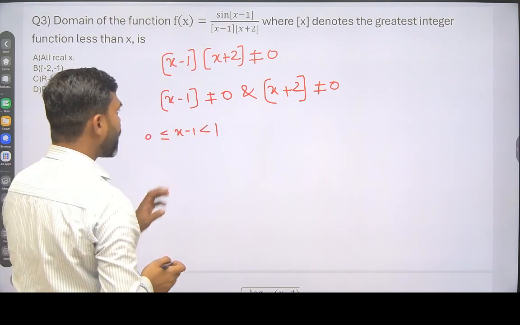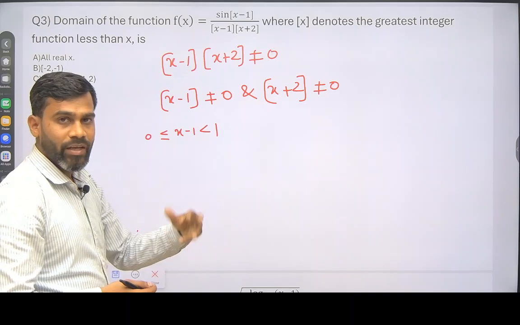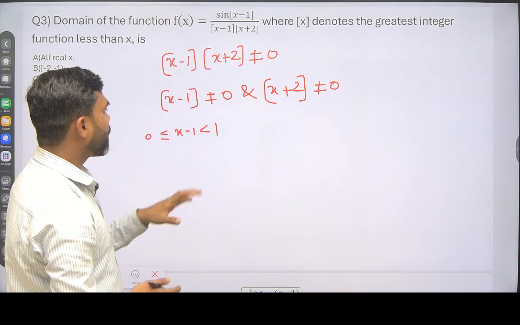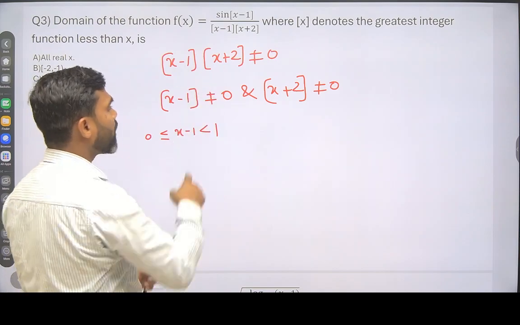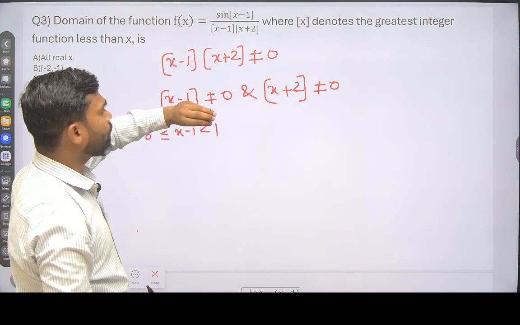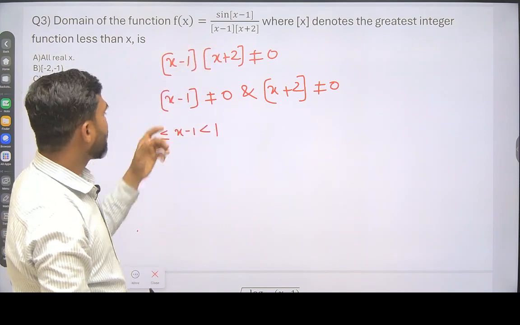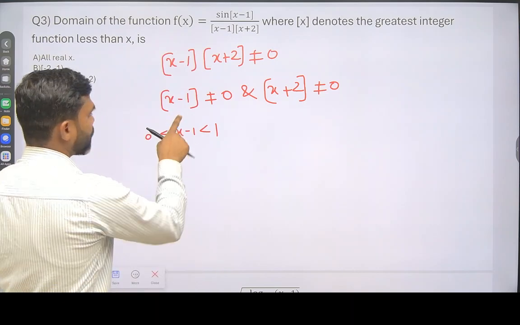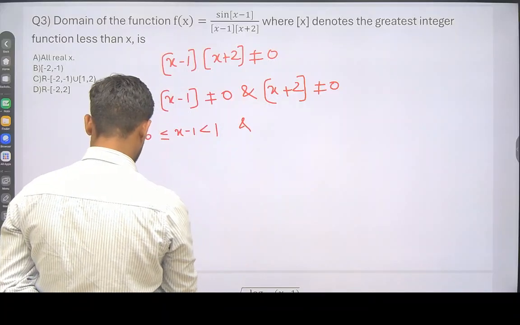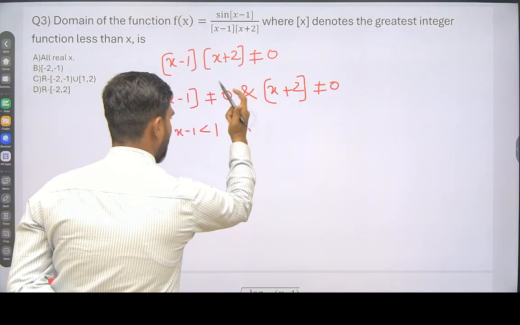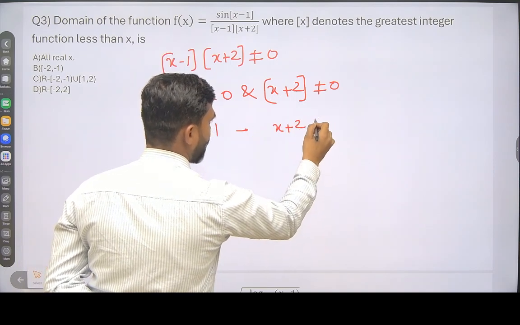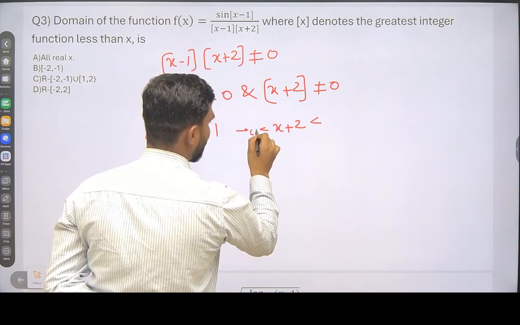So let us see where it becomes 0, and then we have to just eliminate, or exclude, those answers where the denominator becomes 0. So what we are trying to get is the values of x at which the denominator becomes 0. So x minus 1 lies between 0 and 1, and tell me, x plus 2 also lies between 0 and 1.